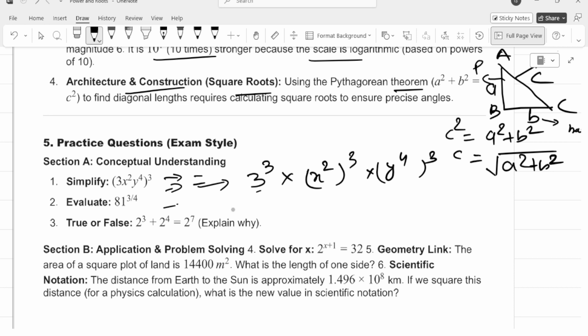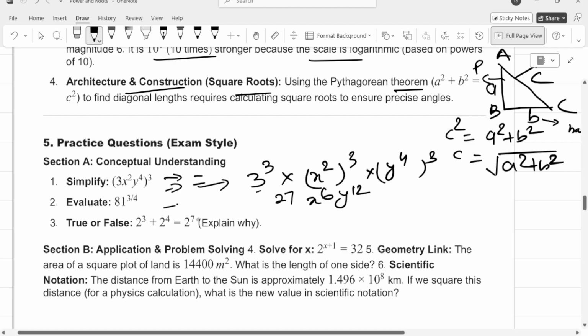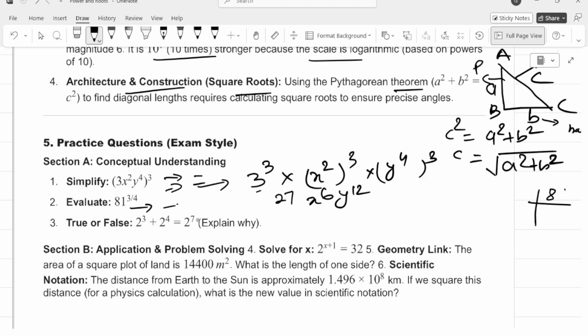Okay, 3 to the power 3 is 27, and x to the power 6, and y to the power 3 into 6 into 4 into 3, 12. So here's a solution. Now 81 to the power 3/4: if we break 81, it comes with the 3 table, 3 into 3 into 3 into 3. Here 3 appears 4 times, so we can write 3 to the power 4, into power 3/4. So the 4s cancel, into 3 to the power 3, which is equal to 27.